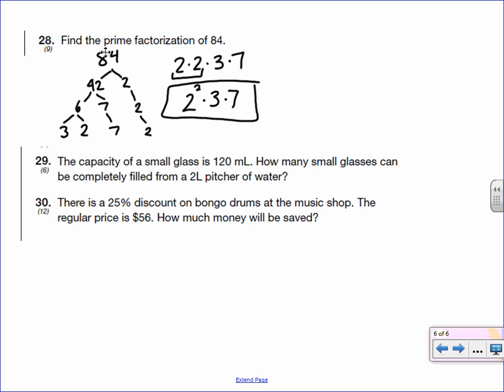The capacity of a small glass is 120 milliliters. How many small glasses can be completely filled from a 2-liter pitcher of water? Well, we need to know that there are 1,000 milliliters in 1 liter. So if this is 2 liters, this is actually 2,000 milliliters. And basically what we need to do then is divide 2,000 milliliters by 120.